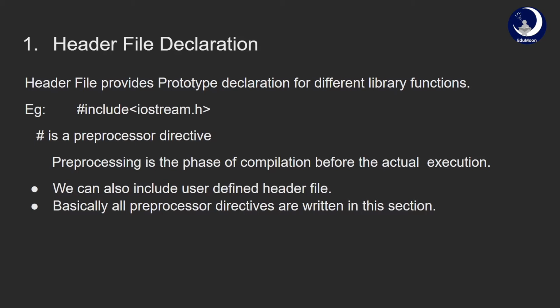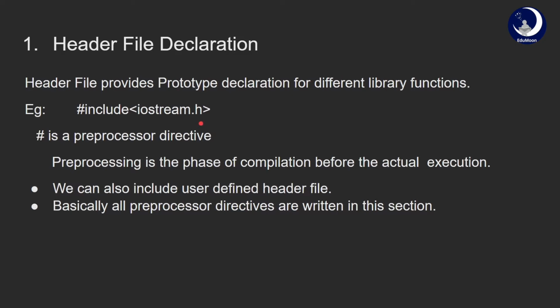The header file declaration. The header file provides prototype declaration for different library functions. So basically the header file is used to incorporate all the libraries which we'll be using in our program. So #include <iostream.h>. Here iostream.h is the header file. This header file includes all the functions that are used to deal with the input and output operations in a C++ program. Here # is a preprocessor directive.